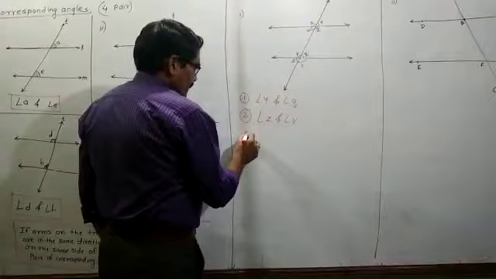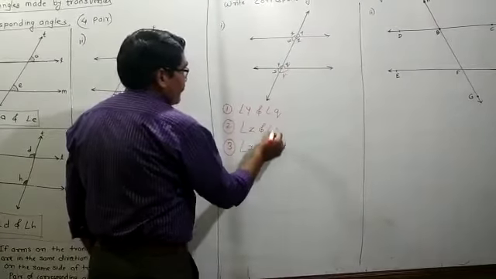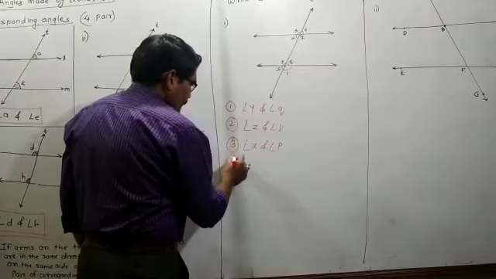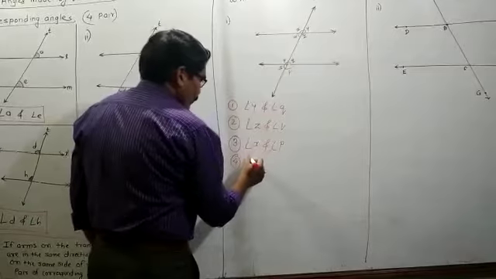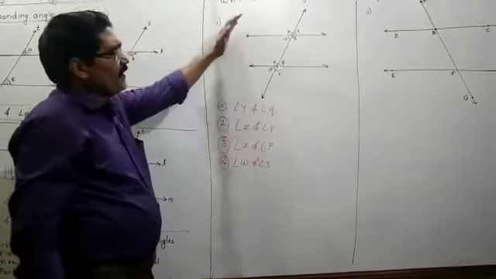Then third pair, angle X and angle P. Fourth pair, angle W and angle S. These are the four pairs.